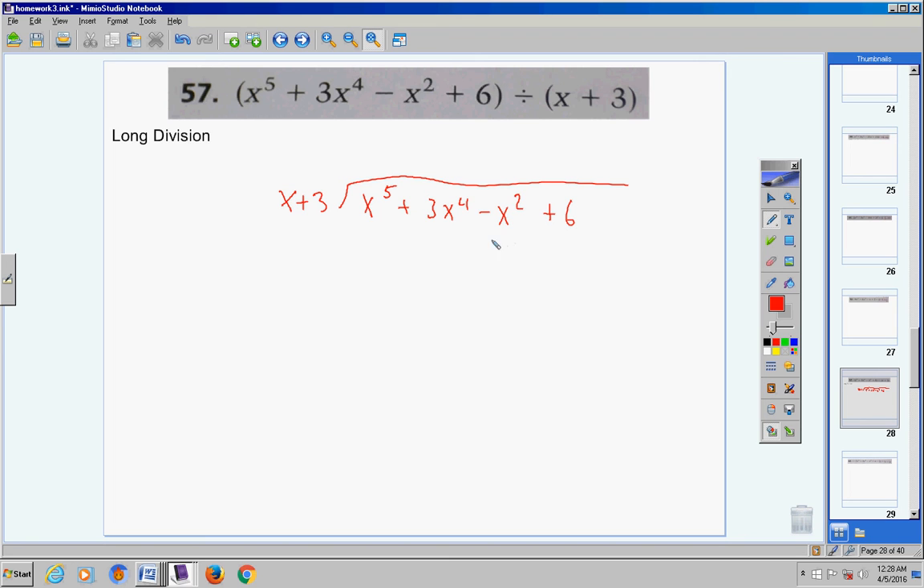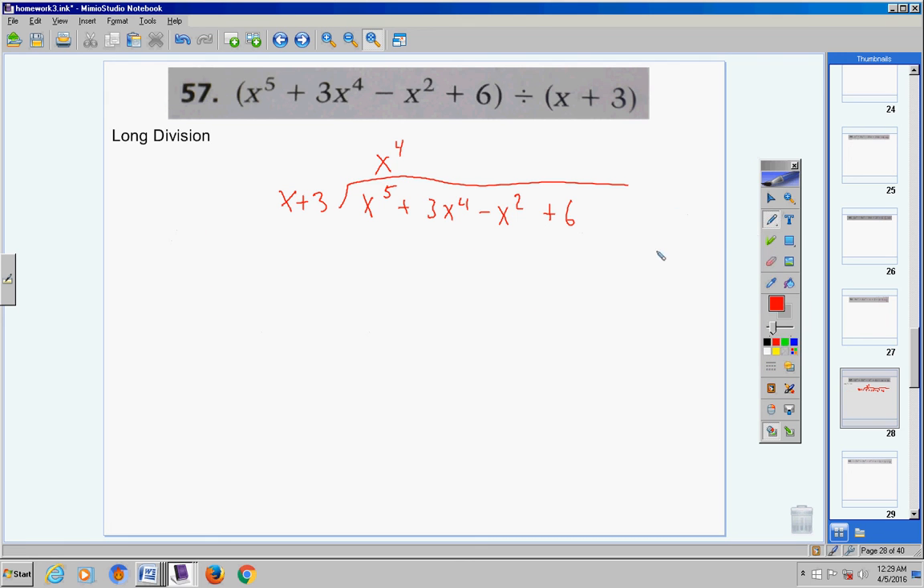And here we go. Always divide first term into first term, so x goes into x to the 5th, x to the 4th times, like this. X to the 5th divided by x would give you, cross off an x, cross off an x, you're left with x to the 4th over 1.